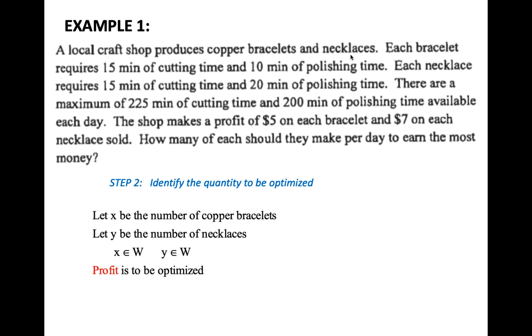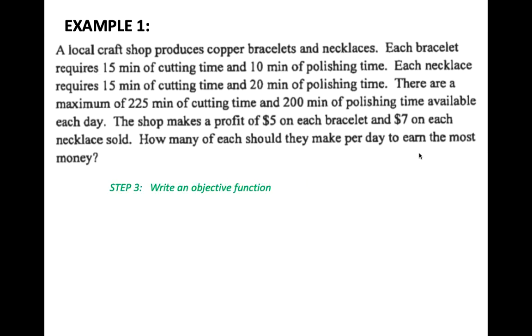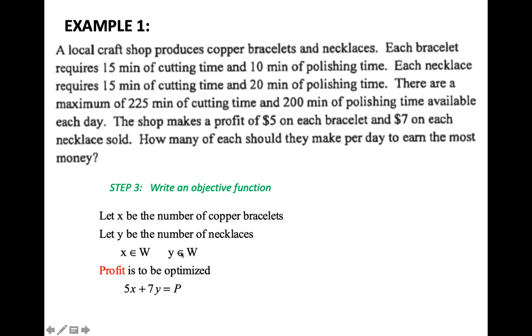Step number 2, identify the quantity to be optimized, which we've already done. So profit, or revenue you might call it, is to be optimized. From the last sentence, we saw that. The next step is to take the fact that you want to optimize the profit and create the objective function. So create the equation that will actually help you determine what the profit will be. Well, it's $5 for every bracelet, so that's 5x, and $7 for every necklace, which is 7y, and that will give you your profit. So here is your objective function.